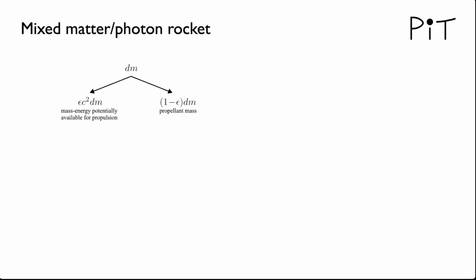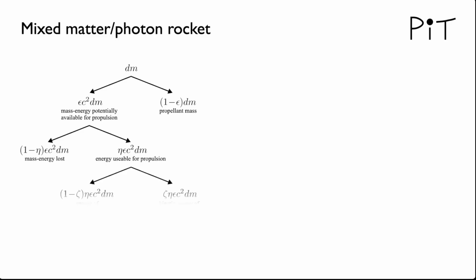Of the fraction converted into energy, a fraction, 1 minus eta, is lost, for example, to unusable particles such as neutrinos. Of the usable fraction eta, a fraction 1 minus zeta goes into the propellant photons, and the other fraction zeta goes into propelling the mass. As I show in the chapter, the effective exhaust velocity of the rocket depends on the values of these three conversion factors, epsilon, eta, and zeta.